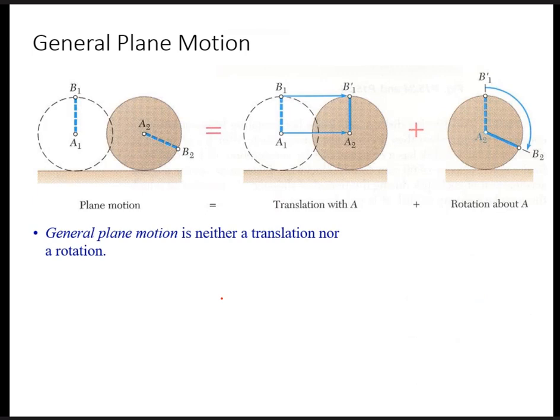Now have a look at this. See here. So this is a body that is rolling without slipping. Slipping means it is sliding on this plane. It is not slipping. So this body is just rotating like this. This is your A1, and this is your point B1. It has rotated and it has reached this position here. So this is A1, this is B1.